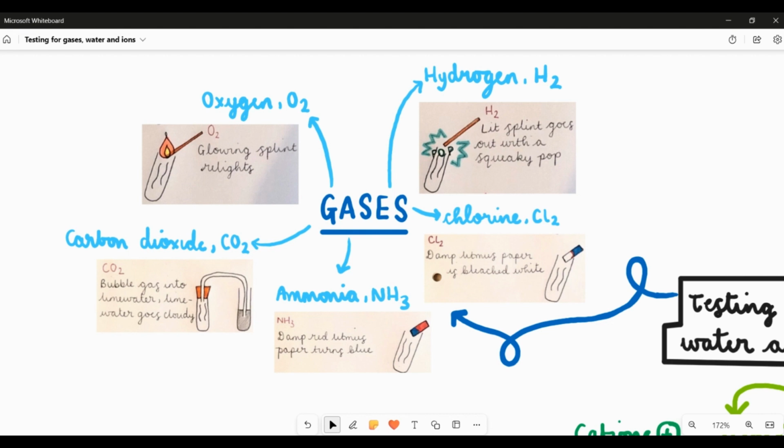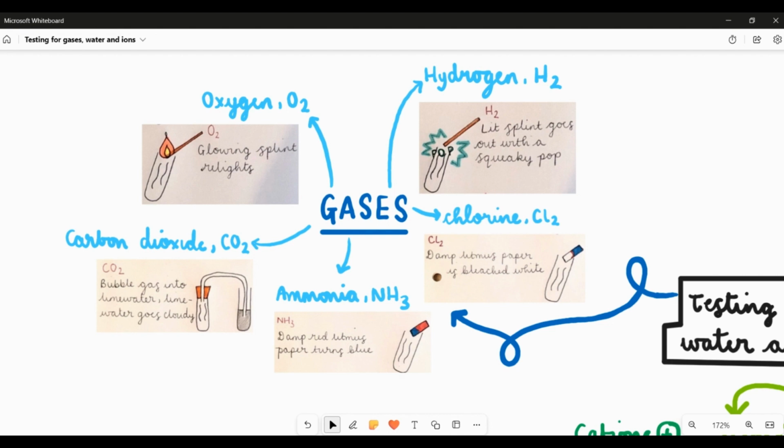The next gas we'll have a look at is ammonia. So ammonia has the formula NH3. And ammonia gas, when released, will turn damp red litmus paper blue because ammonia gas is an alkali. Now, the litmus paper needs to be damp so that the gas can dissolve onto the paper and change its colour. The litmus paper has to be red, and you need to know that the litmus paper will turn blue, as shown by my lovely diagram.